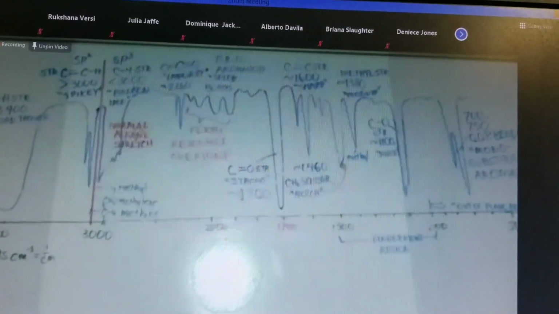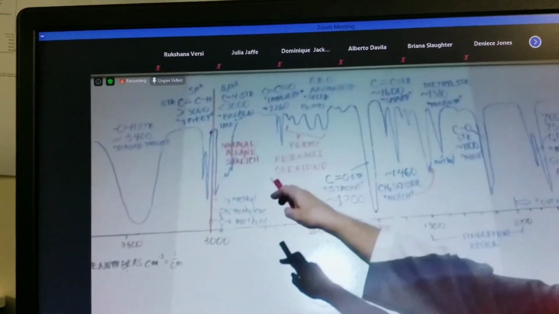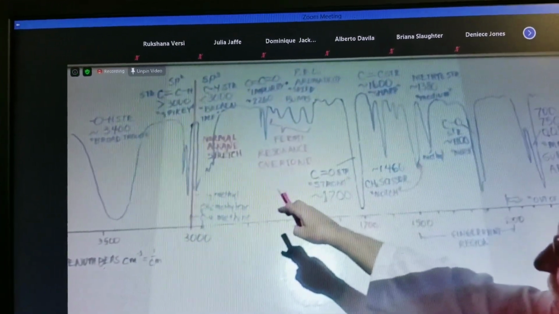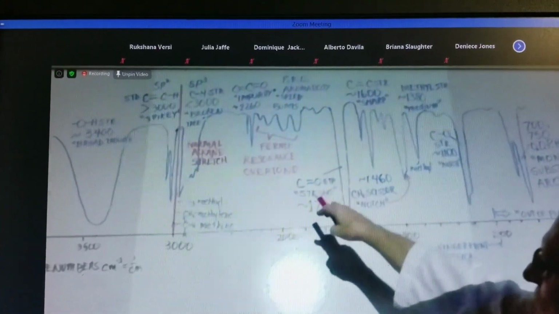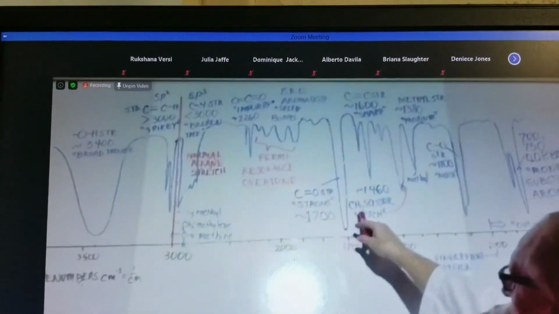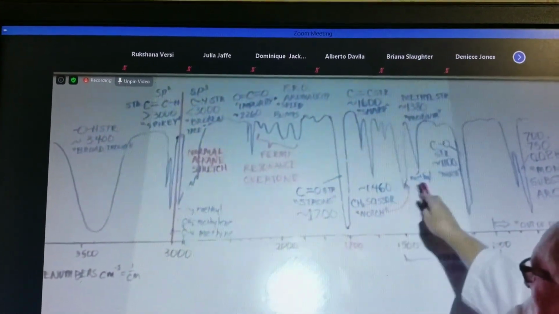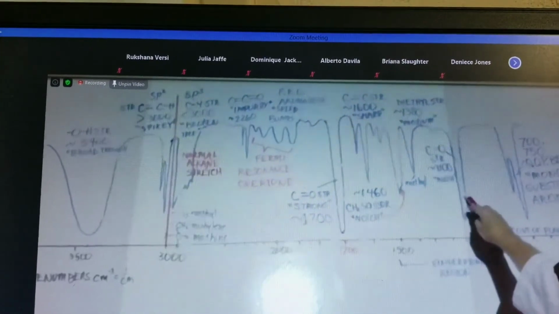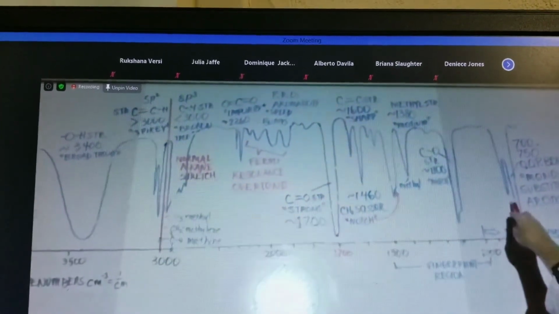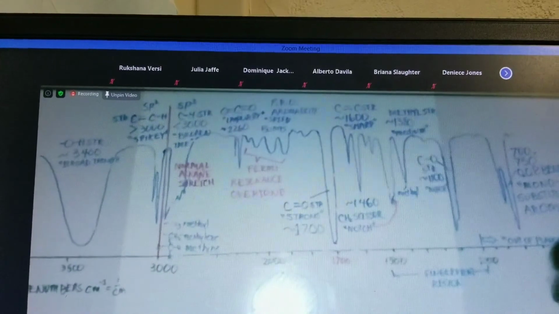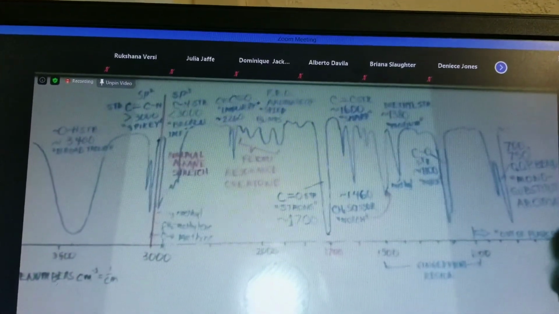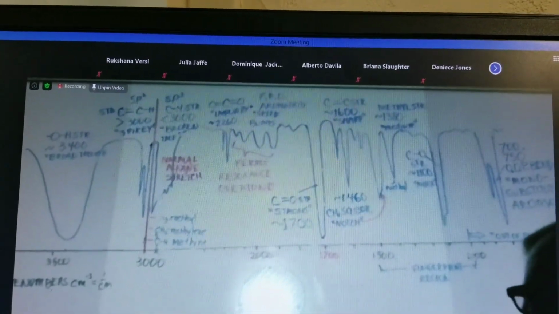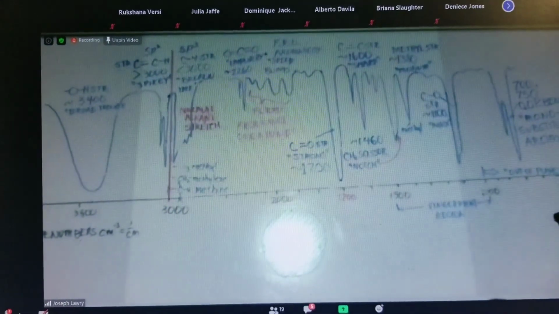These 10: OH stretch, C double bond C stretch, normal alkane stretch, carbon dioxide impurity, Fermi resonance overtones, carbonyl stretch, CH2 scissor, methyl stretch, C single bond O stretch, and OOP bend. I think that's 10 or 11. And with those basic ones, you will sound very, very sharp. You'll sound like a very highly educated student in the field of spectroscopy.